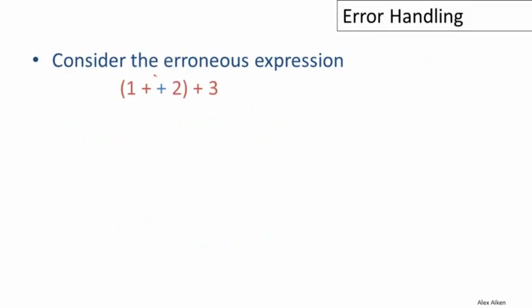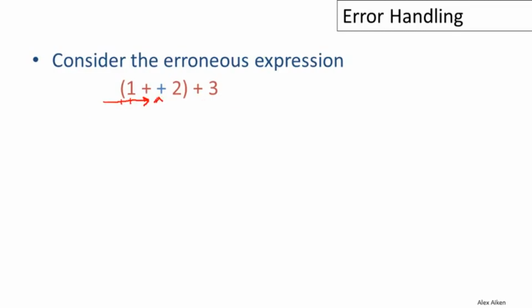So let's look at a simple hypothetical example of panic mode error recovery. Here's an expression. Clearly it has a problem. We shouldn't have two plus signs in a row, so something's gone wrong here at the second plus. The parser is going to be proceeding from left to right. It's going to see the open paren. It's going to see the number 1. It's going to see the plus.